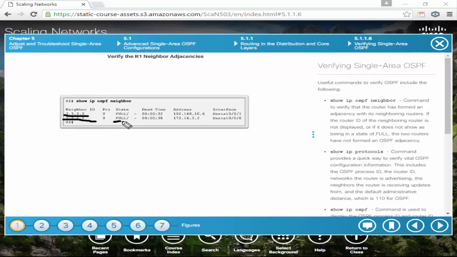Now, if this wasn't in full state, which means it's fully converged, right? If it was stuck in loading or something like that, as we'll probably go over in a little bit, it means that we probably don't have routing going on. We found the neighbors, but we did not get full convergence, or the Dijkstra algorithm didn't complete. All right, so our dead time.